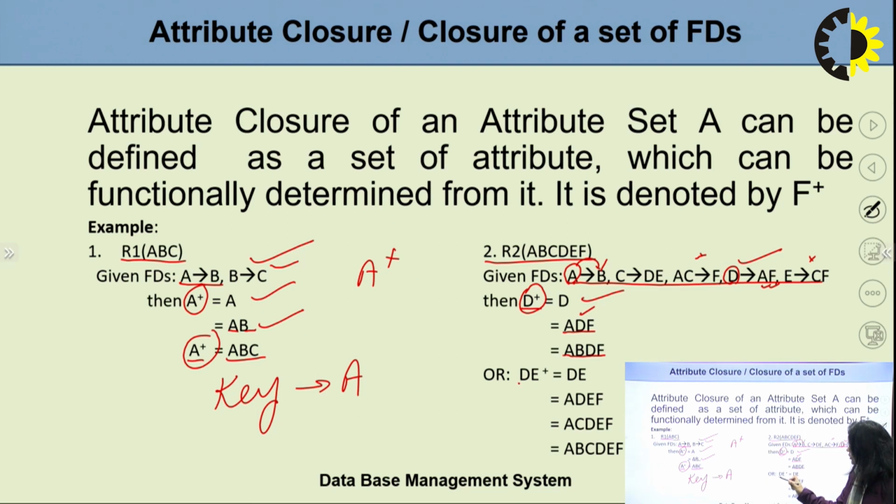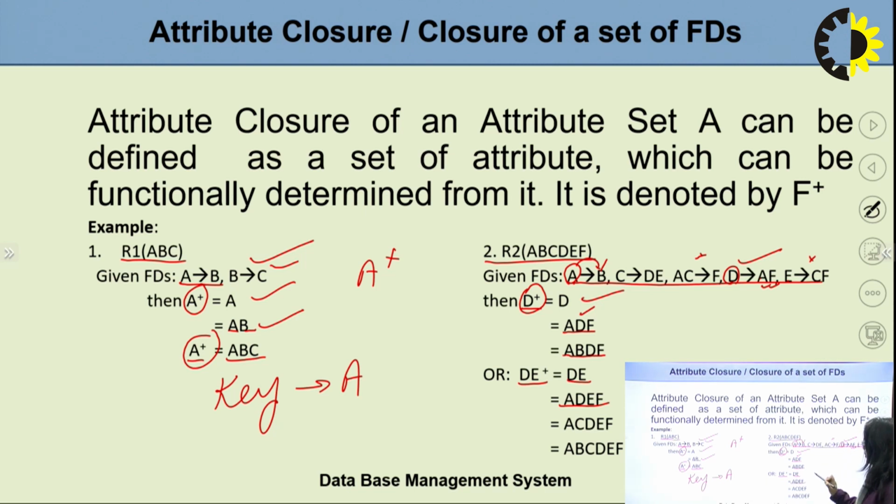Let's suppose we want to determine the closure of D and E, meaning the combination of D and E, right? So what do we have in our hand? We have D, E in our hand. D and E we already know, right? So if we know D and E, what else can be determined? If we know D, A and F can be determined. If we know E, C and F can be determined. So now we have A, D, E, F in our hand.